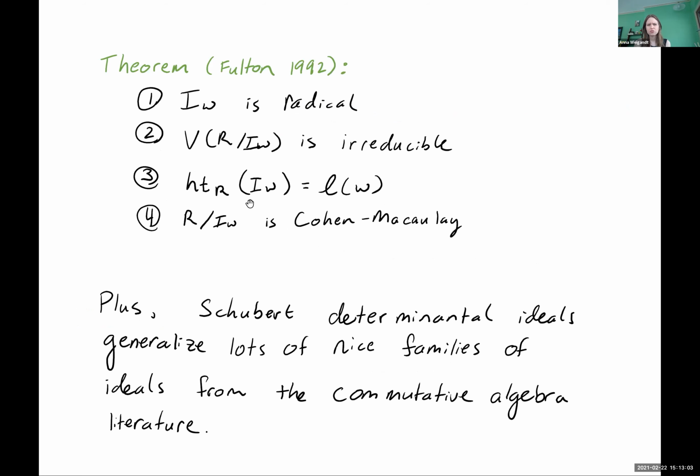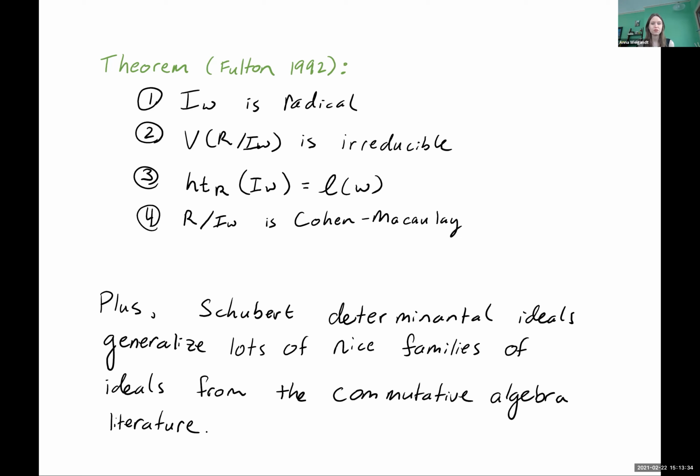Okay, so these Schubert determinantal ideals have a lot of nice properties. They're radical, and their vanishing set is irreducible. The radical condition means that if you're thinking in terms of scheme-theoretic structure, it's just reduced as a scheme. The height of the ideal is the Coxeter length of the permutation, which I'll talk more about later.